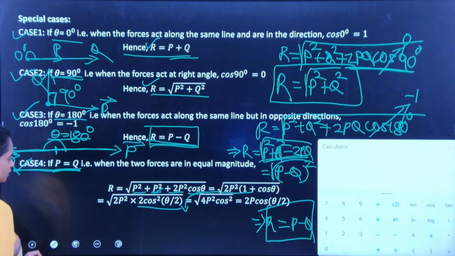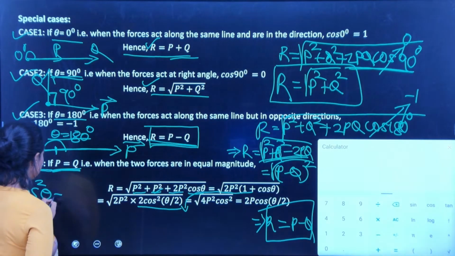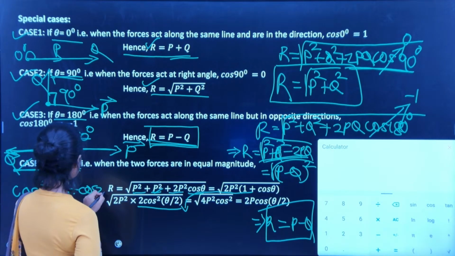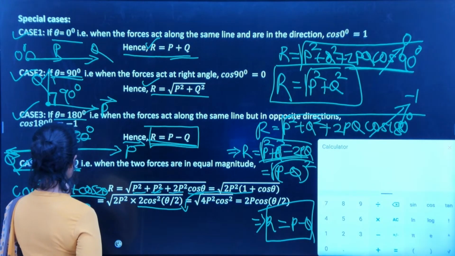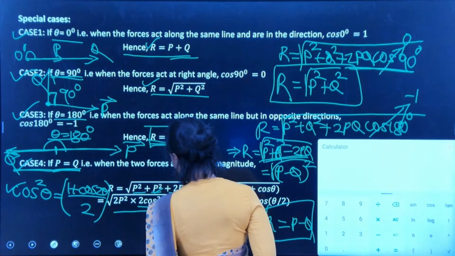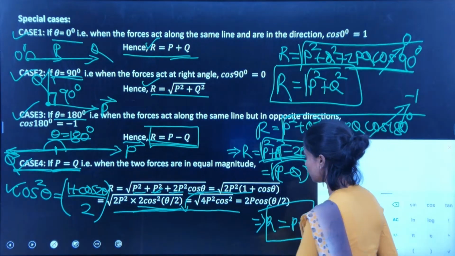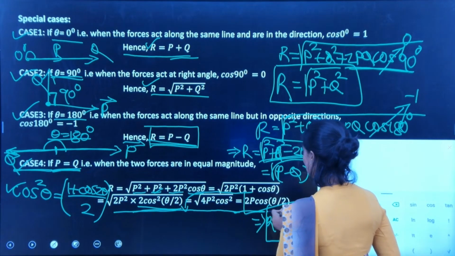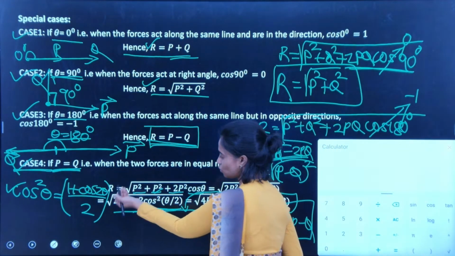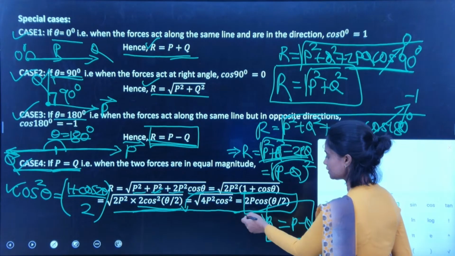If you remember the trigonometric identity which says that cos square theta is equal to 1 plus cos 2 theta upon 2. So we have used this trigonometric identity and we got the value of R, if P and Q both are equal, as 2P cos theta by 2. I request all of you to go through this simplification on your own and show me if you are getting this result or not.